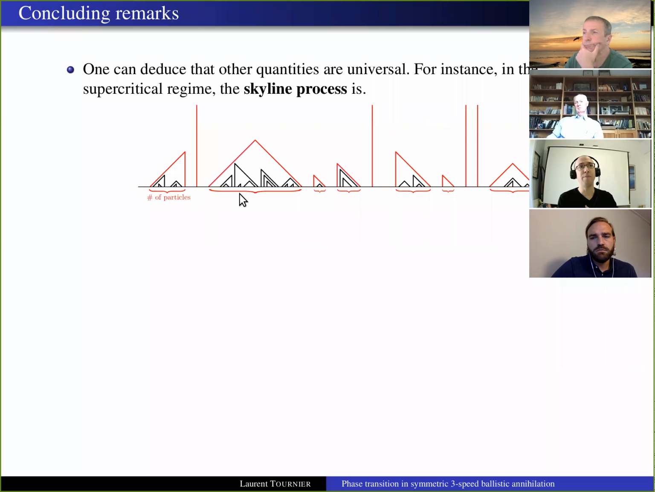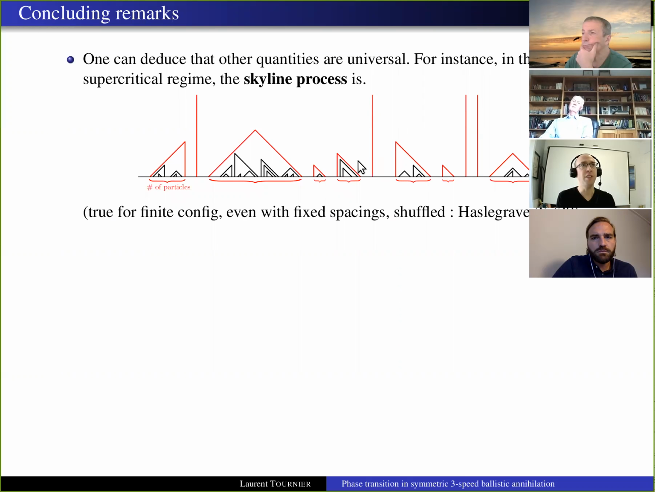So what happens below depends on M, the precise configuration of a distribution of triangles, which are either, let's say, pyramids or sharks. That depends on M, the distribution of interdistances. But what you see from above does not depend, and also the number of particles in each shape. So it's a sequence of shapes and size of the shapes. So this is universal. It's actually even universal for a finite configuration.